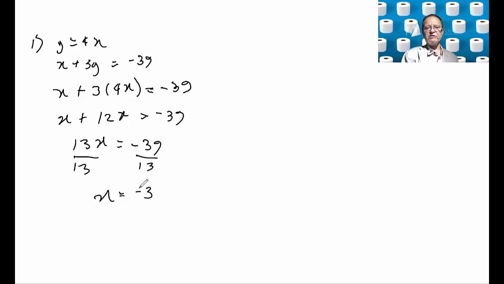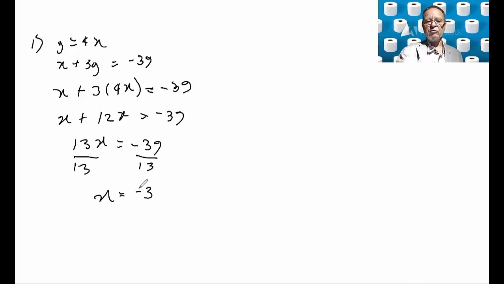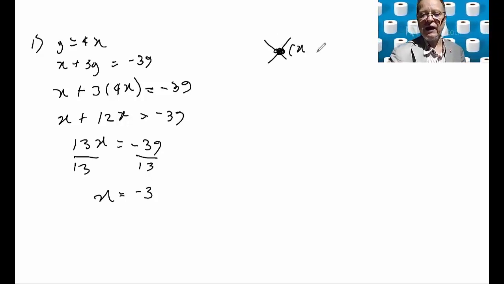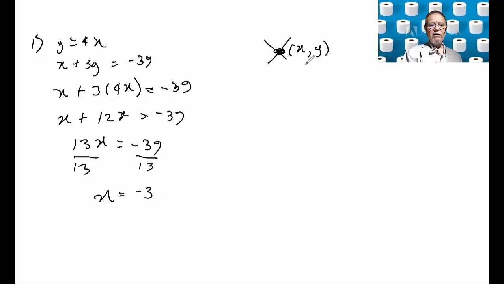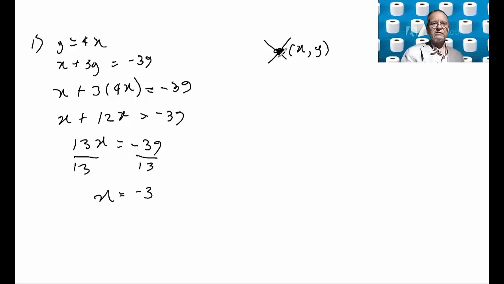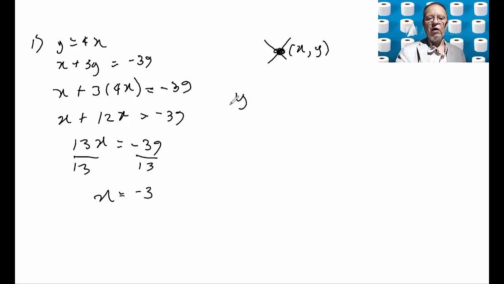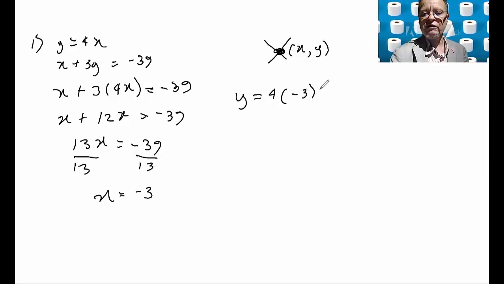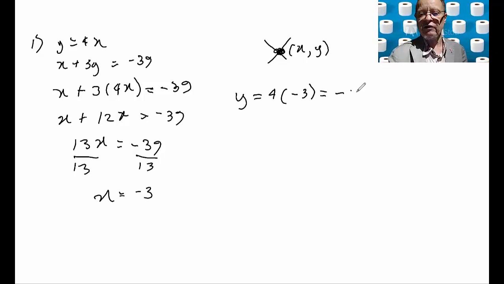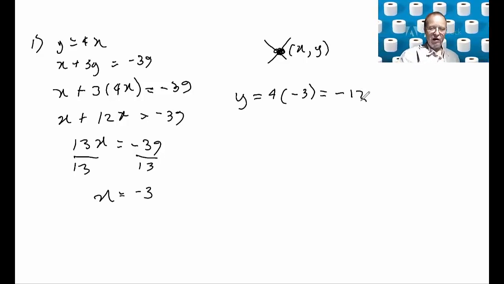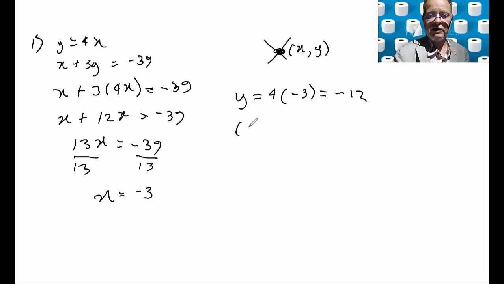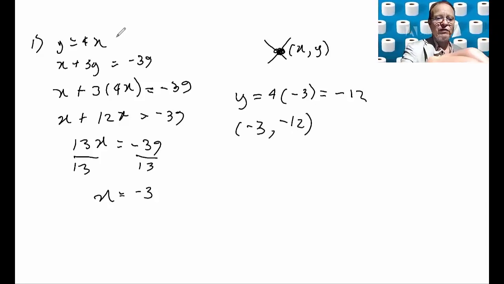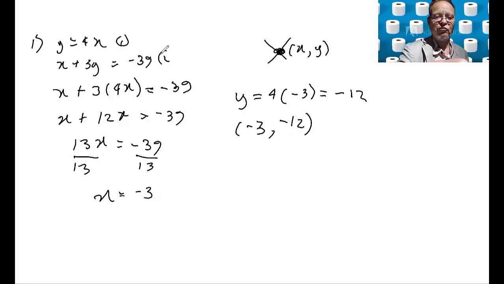But I'm not finished yet because remember, I have to find a coordinate because I'm looking for where they intersect. So I'm looking for a point. I'm looking for an x and a y. So now that I know what x is, and we have the equation y is equal to 4 times x, but we know x is negative 3, that gives us negative 12. So it turns out that our coordinate is x negative 3 and y negative 12. So this is the coordinate where these two lines, line 1 and line 2, intersect.